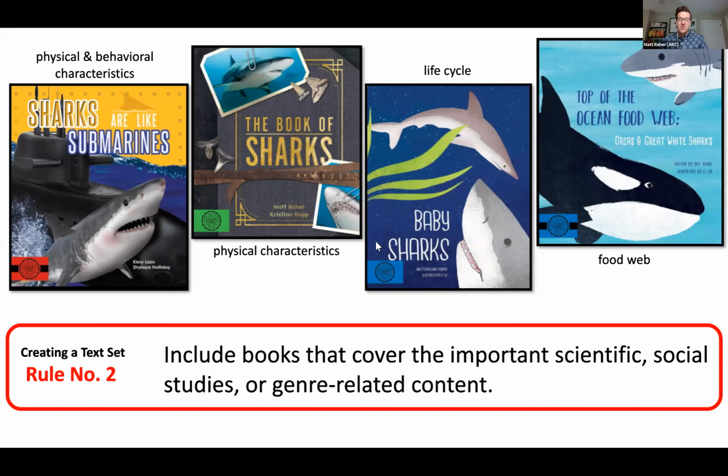Now, the other really cool thing about text sets is it does acclimate students to this ability to, I can read it in a narrative, I can read charts, I can use different types of pictures.